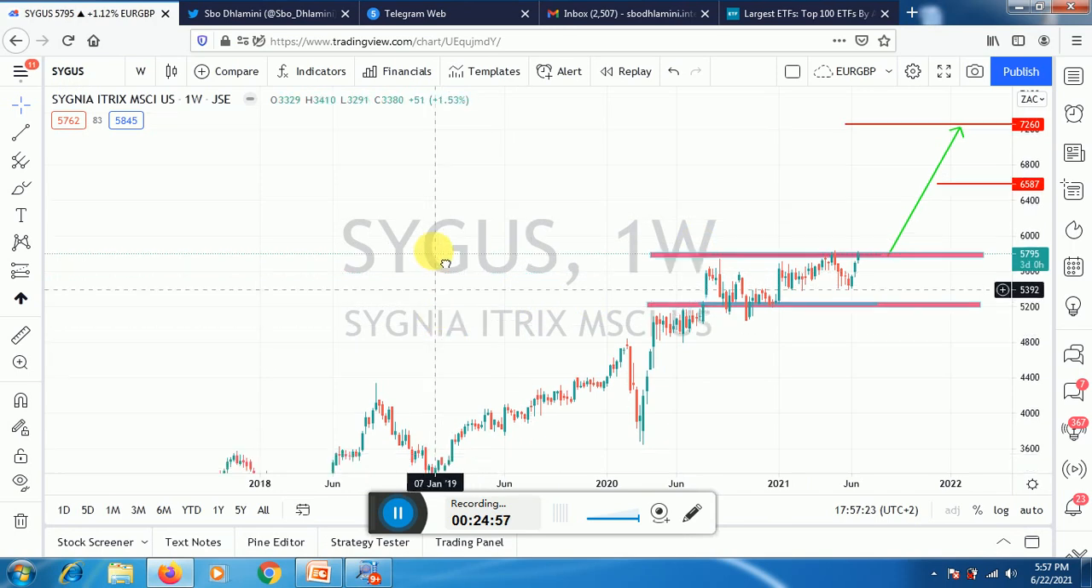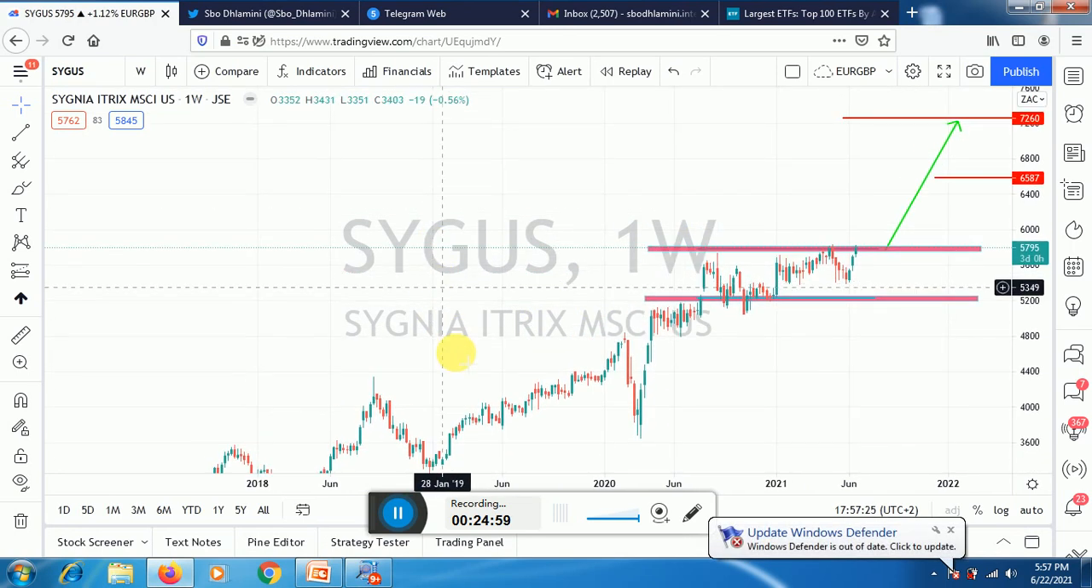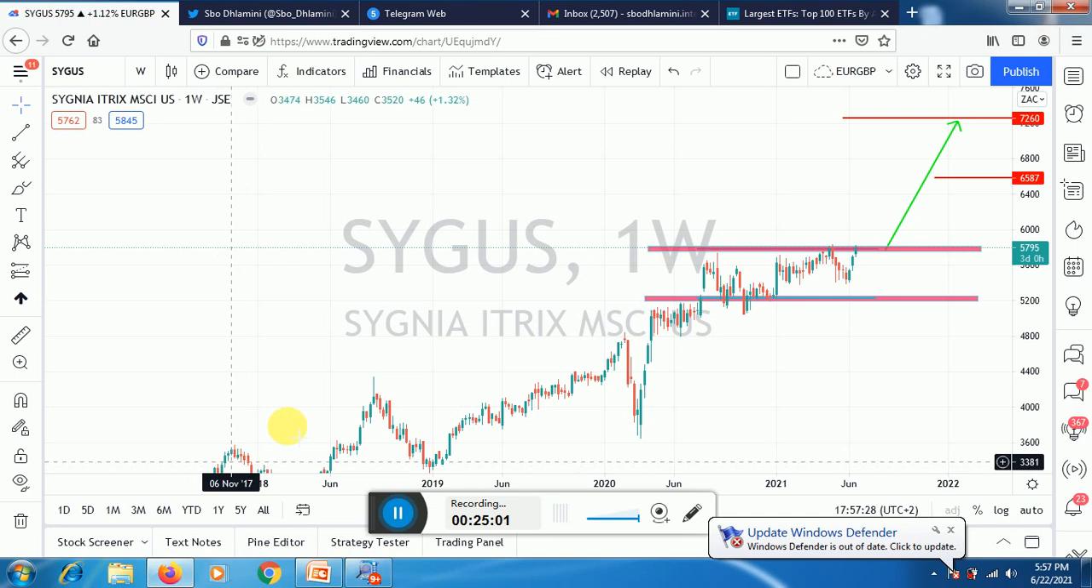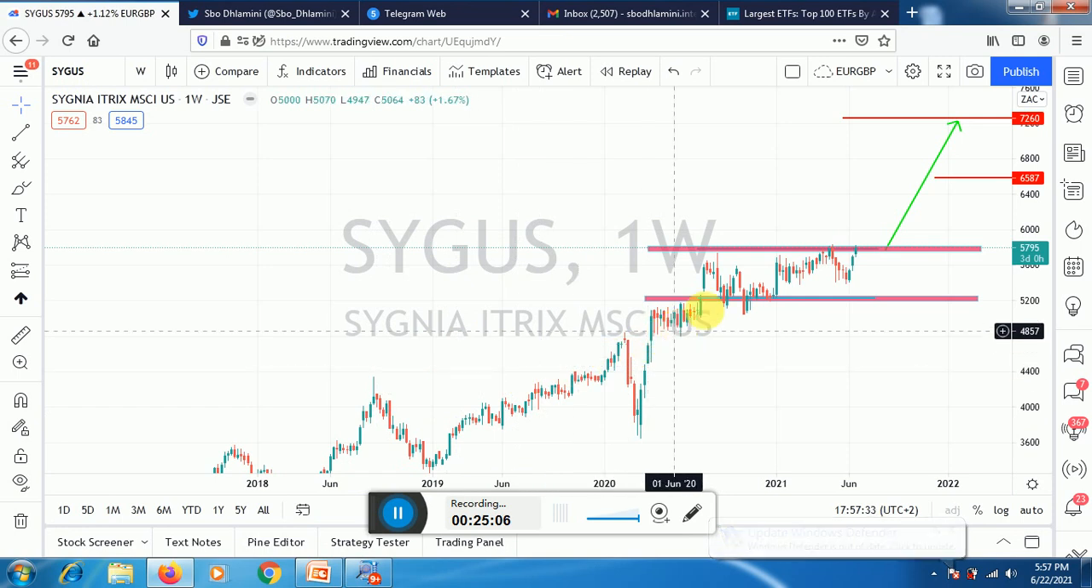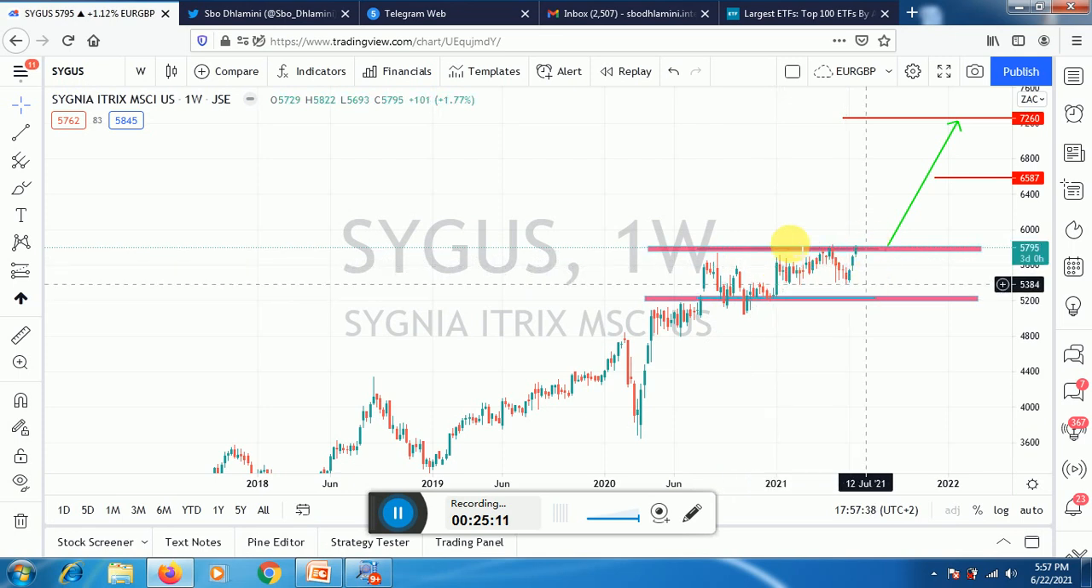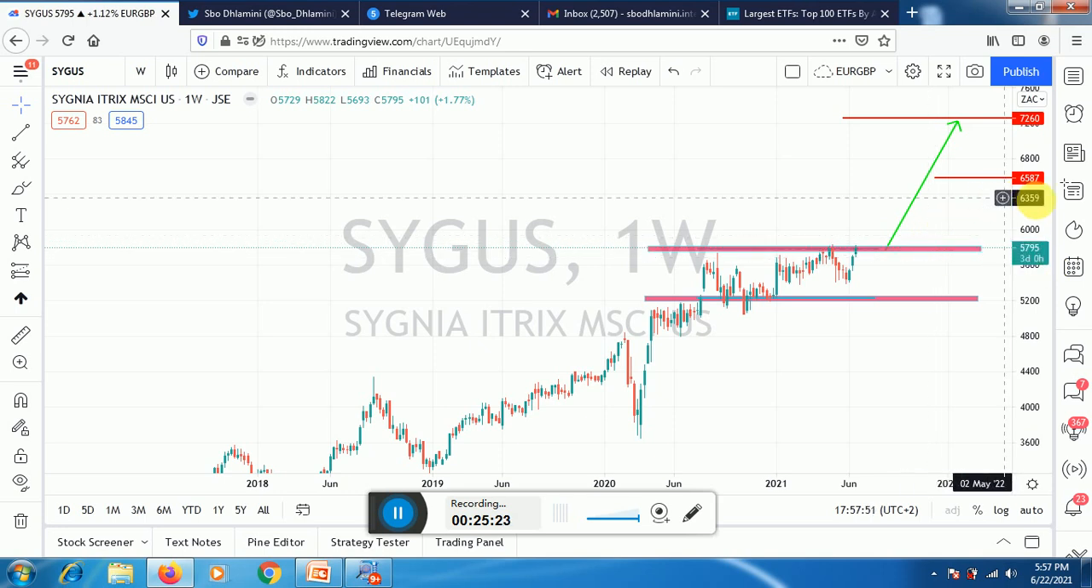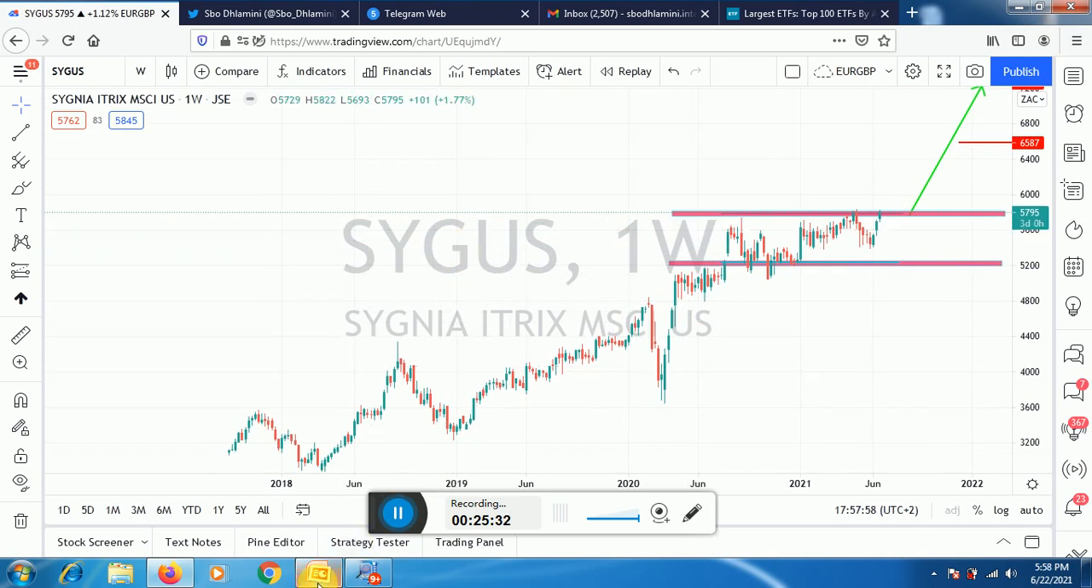So looking at the charts here on this Sygnia Itrix MSCI US, see that it has been listed for some time now, and it has been moving very swiftly, very nicely, and now it is inside this box range which is here, and we are seeing that it's trying to break out of this range. So if it breaks out of this range at the 57.98 level, it would blast off, maybe go to $65 and as high as $72.